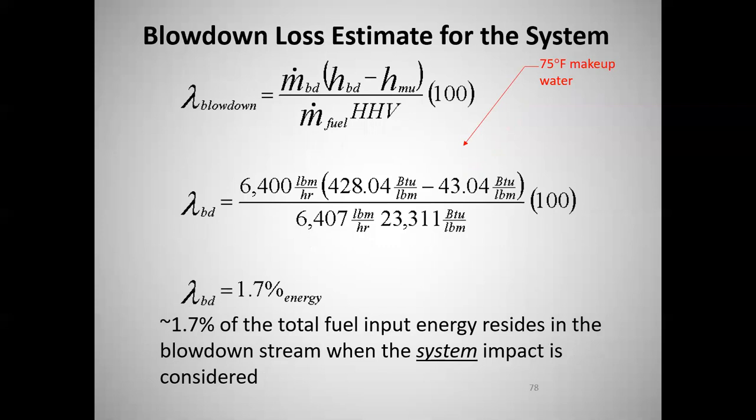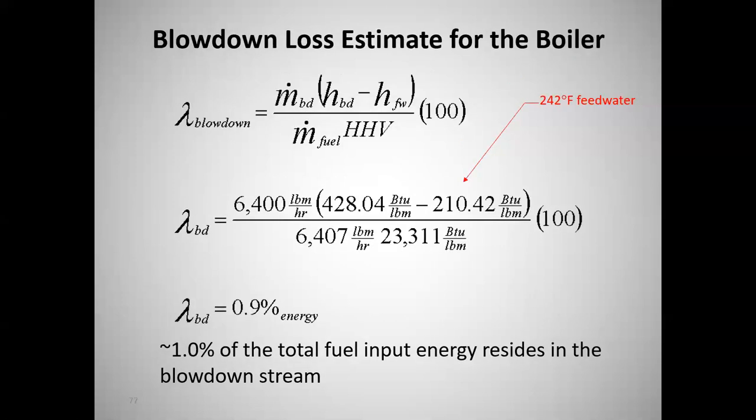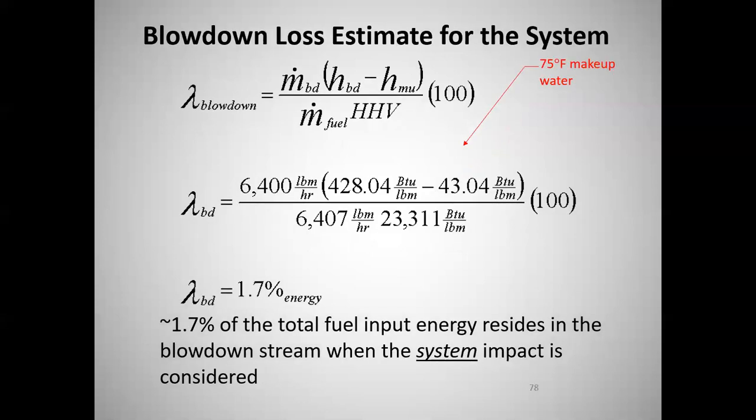However, if we take a larger view and look at the whole system, we're really making up with 75-degree water. And so the equation should be basically the same, except for that second enthalpy. Instead of 210.42, I look up saturated liquid water at 75 and put it in there. And now I get 1.7% of my input fuel energy being spent on the blowdown. That's the amount of energy I'm draining out and throwing away. So that's the system impact instead of just the boiler impact. This is the one you would use, because that's what you're spending on it, but you can draw that control volume either way.